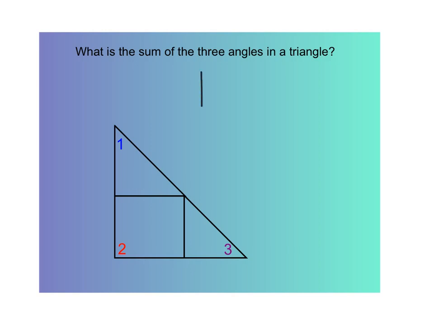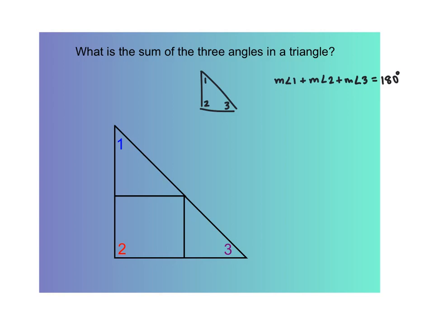So if I were to draw this triangle without all the extra lines in here, I'd have angle 1 here, angle 2 here, angle 3 here. What actually happens is the measure of these three angles, angle 1 and angle 2 and angle 3, also add up to 180 degrees.